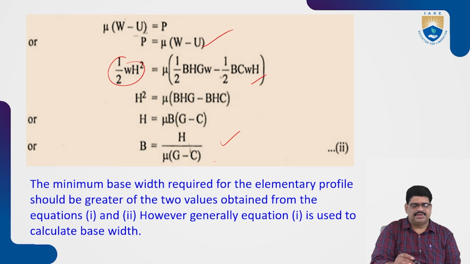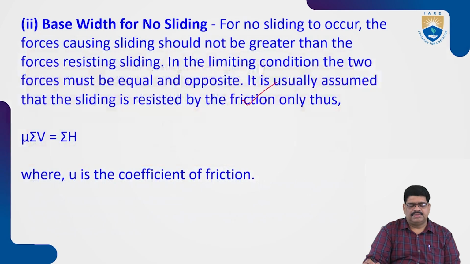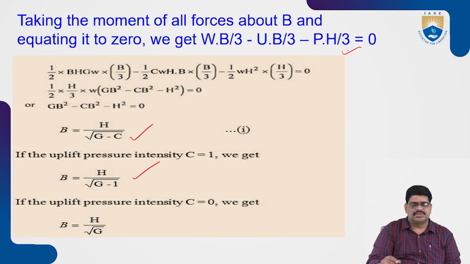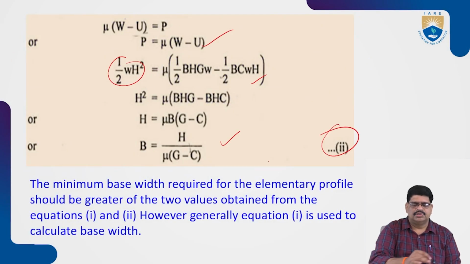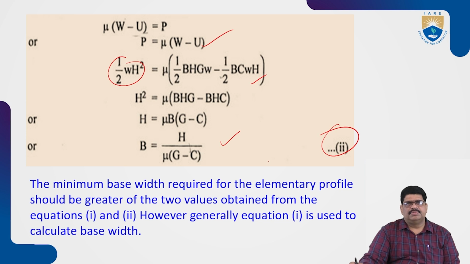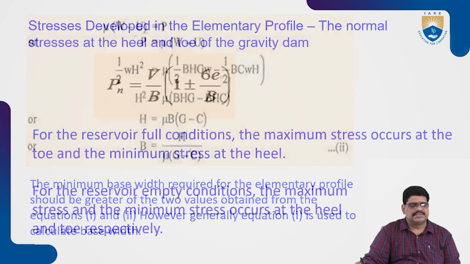The minimum base width as required, the elementary profile should be greater than values obtained from the equation of 1 and 2. This is equation 1 and the previous one. This is equation 1 and this one is the equation 2. Here is also equation 2. The minimum base width required for the elementary profile should be the values from 1 and 2. Have to find the calculation of the base width.